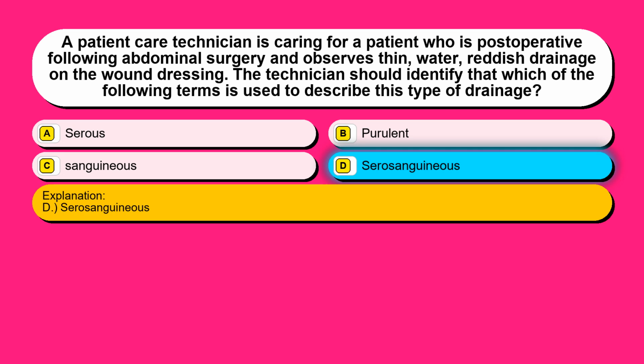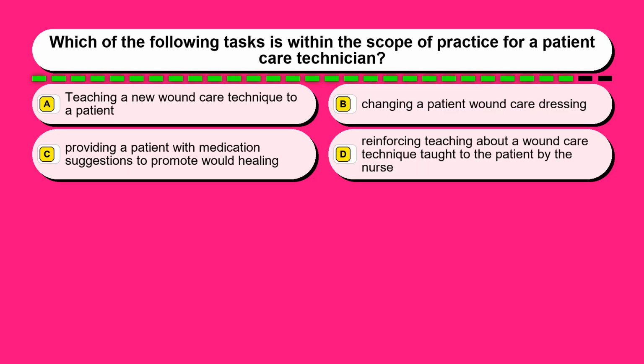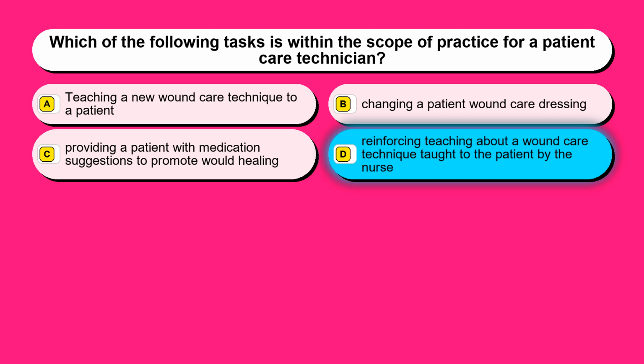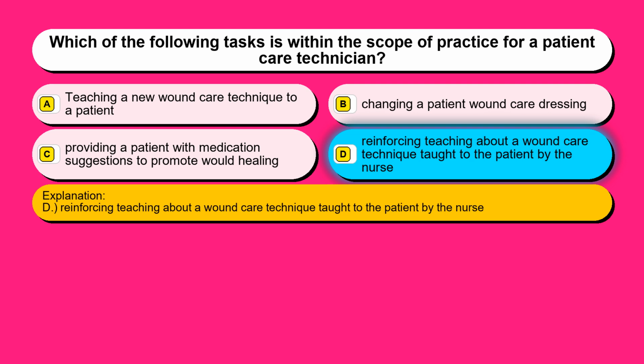Question 49. Which of the following tasks is within the scope of practice for a patient care technician? Option A, teaching a new wound care technique to a patient. Option B, changing a patient wound care dressing. Option C, providing a patient with medication suggestions to promote wound healing. Option D, reinforcing teaching about a wound care technique taught to the patient by the nurse. The correct answer is option D, reinforcing teaching about a wound care technique taught to the patient by the nurse.